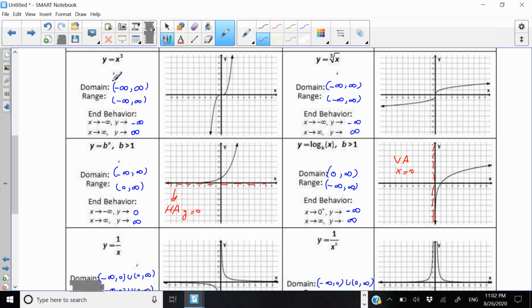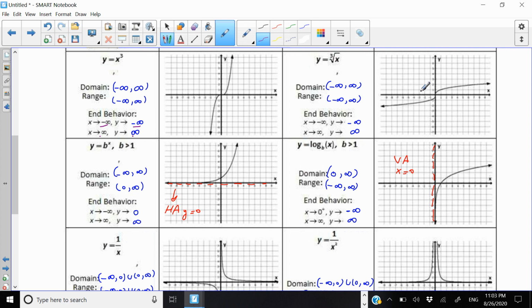X cubed function. As x goes to infinity, y is also going to positive infinity. It's increasing. So infinity, infinity. X goes to negative infinity, y goes down. It's decreasing to negative infinity. So I'm going to write that x goes to negative infinity, y goes to negative infinity.